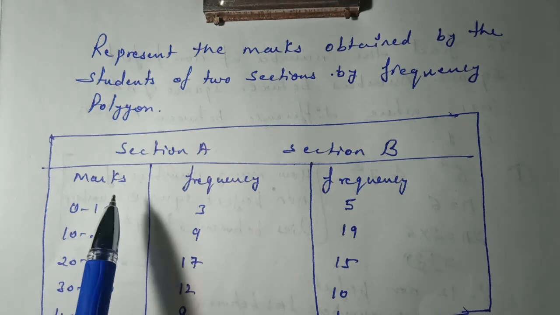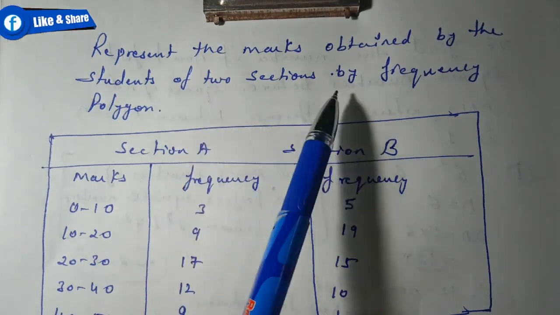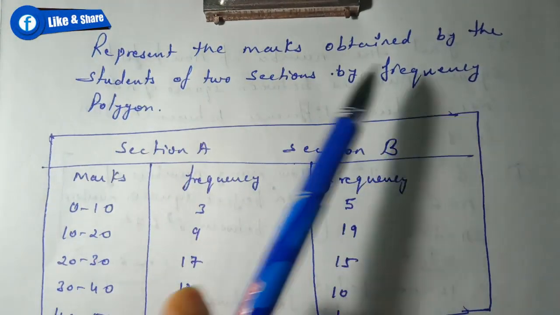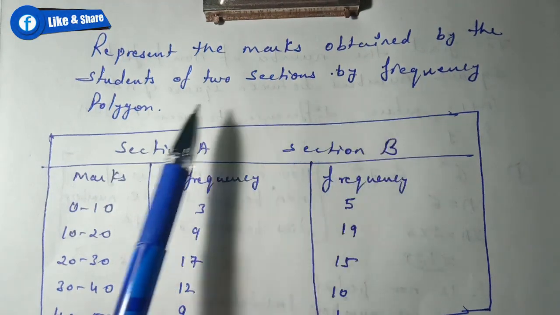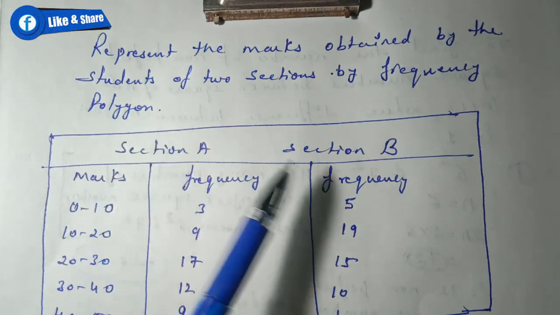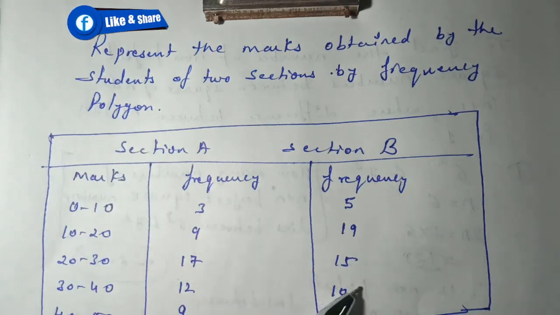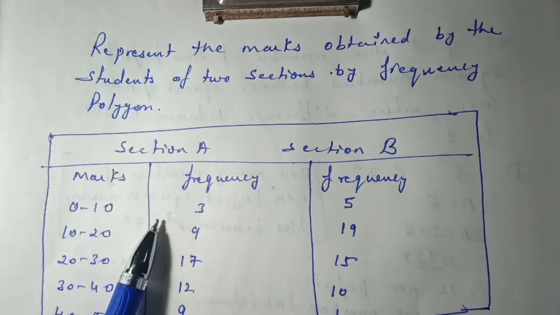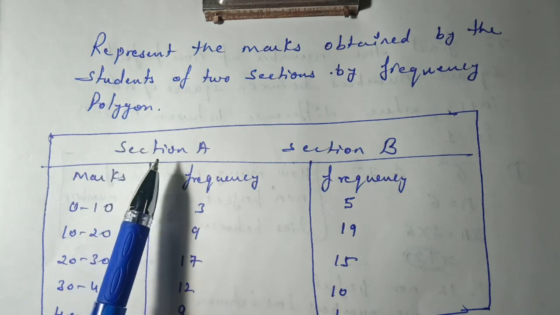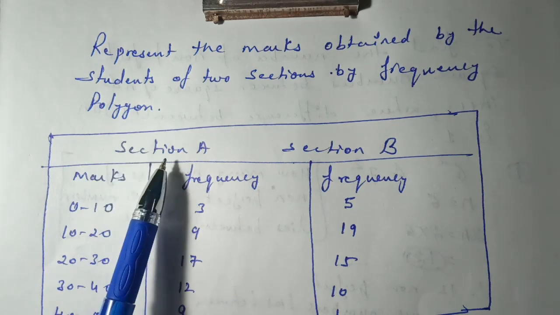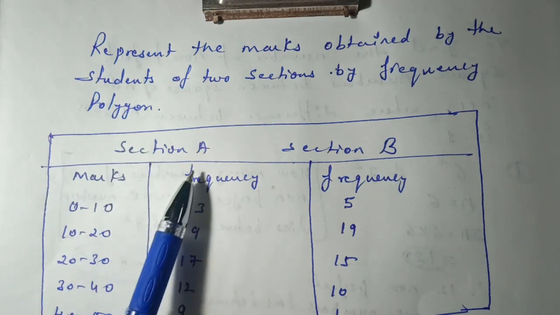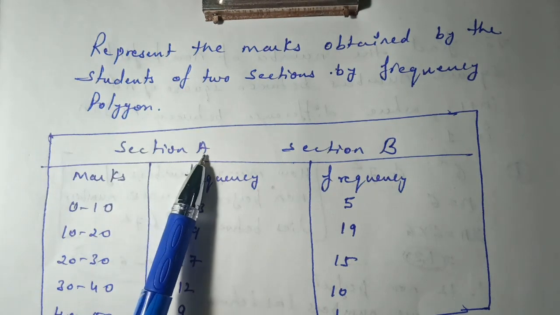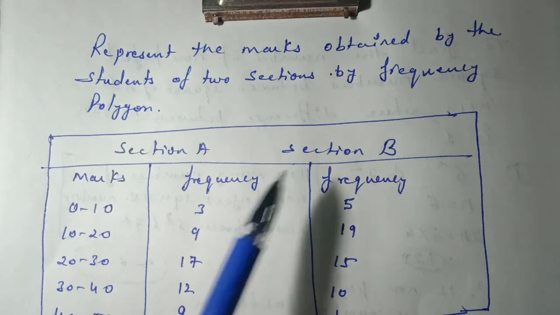Students, today we're going to learn how to represent the marks obtained by the students of two sections by frequency polygon, and we are going to plot it on the same graph paper. So we have two data sets. Why two? Because this data is showing the marks obtained by the students of two sections, section A and section B.